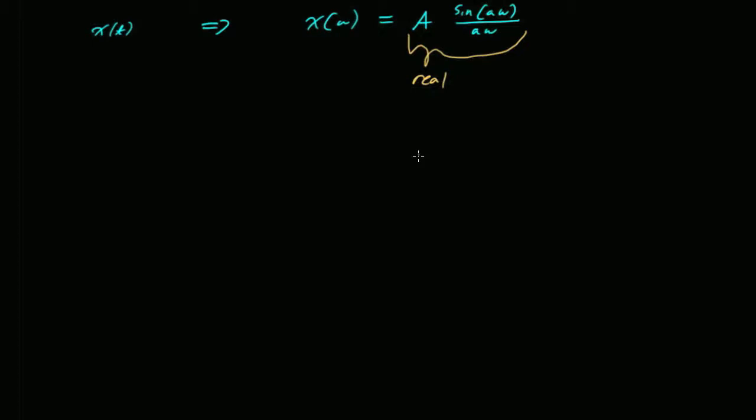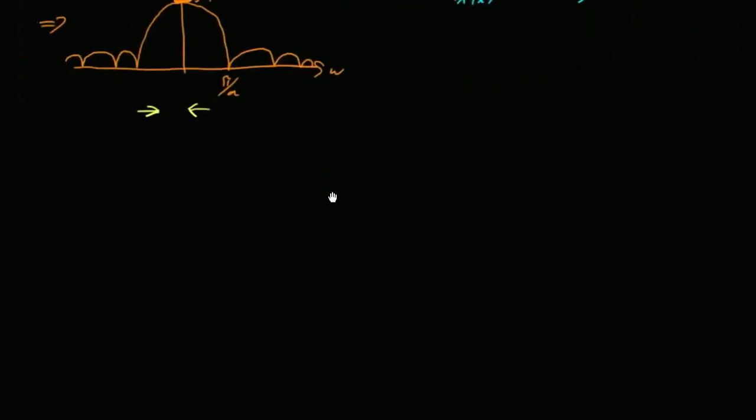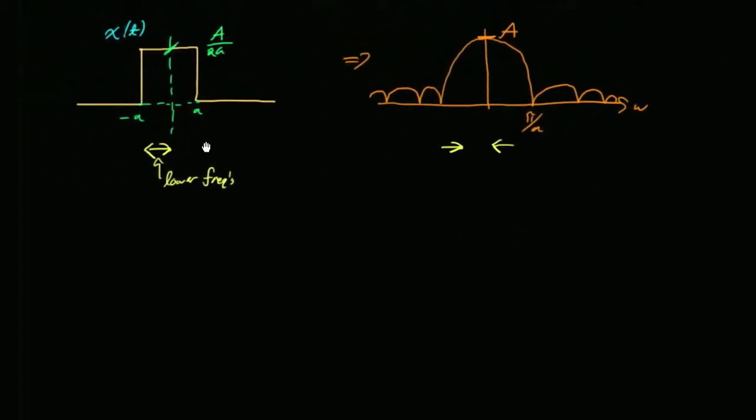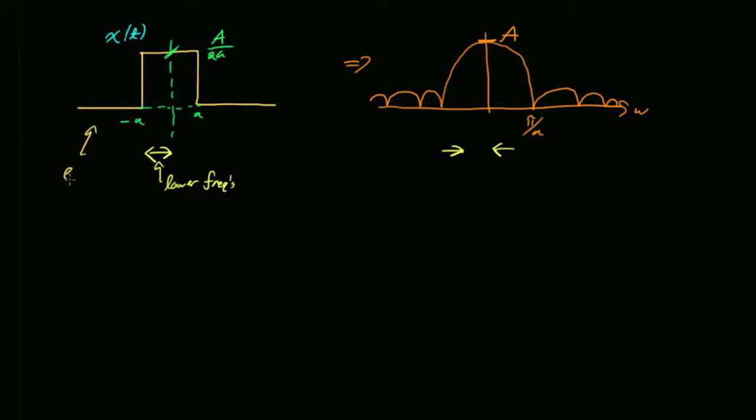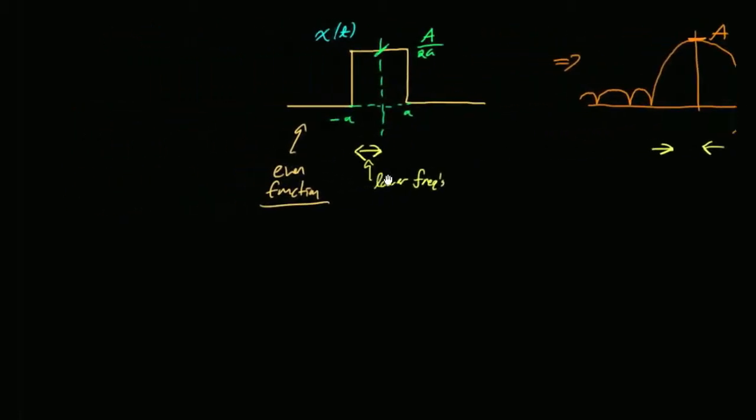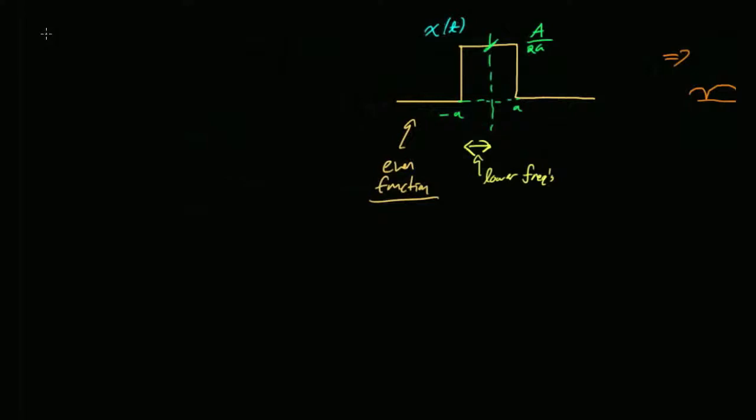Because it's an even function. Even function. Exactly. The way I've drawn it, x of t is an even function. Okay? As long as any, not just your square pulse, but as long as any x of t is even, then by definition, x of omega will always be purely real.